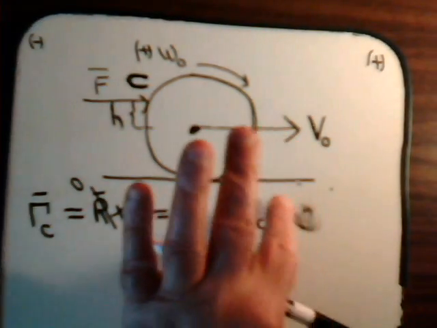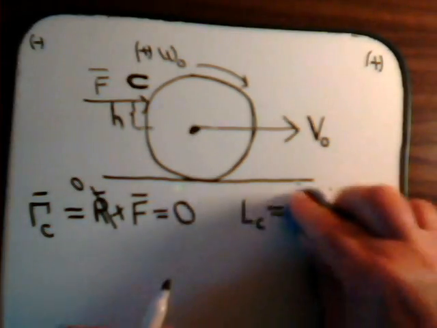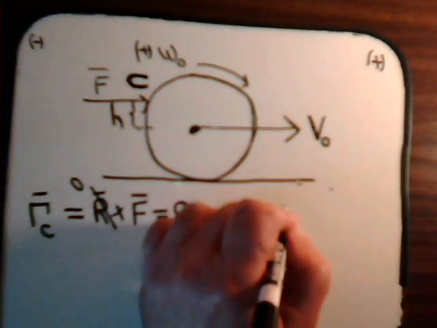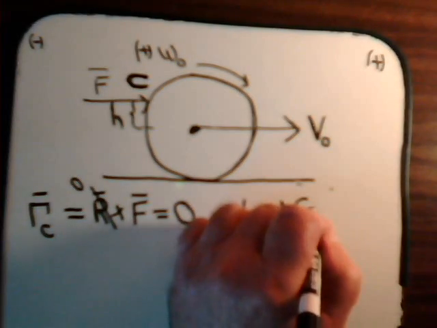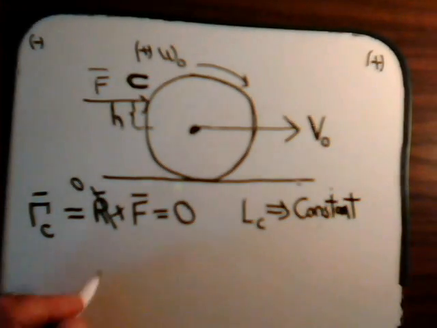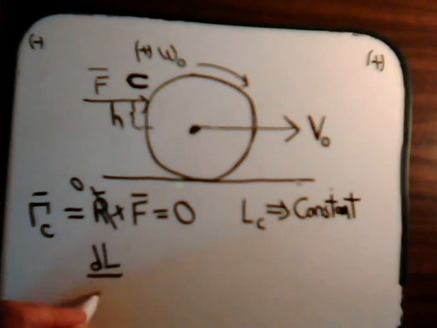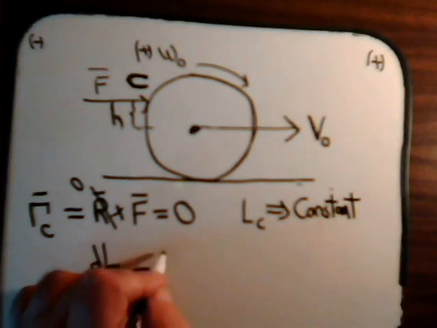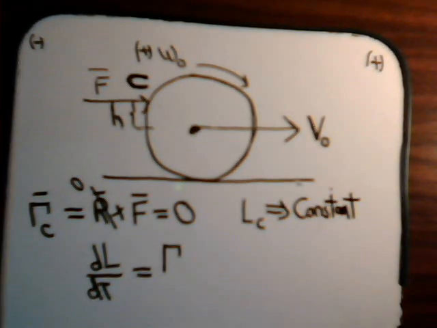is not necessarily 0. It might be, but it doesn't have to be. It is a constant, and that's because the time derivative of angular momentum is the torque. And if this is 0, the derivative is 0, therefore the momentum is a constant. So about this point C, if we consider the angular momentum of the billiard ball about that point C, it is conserved.